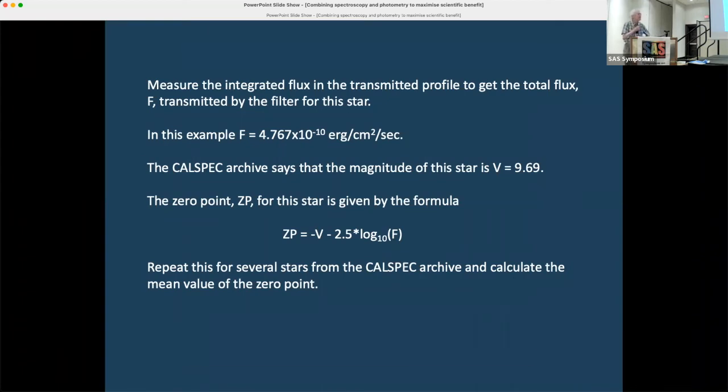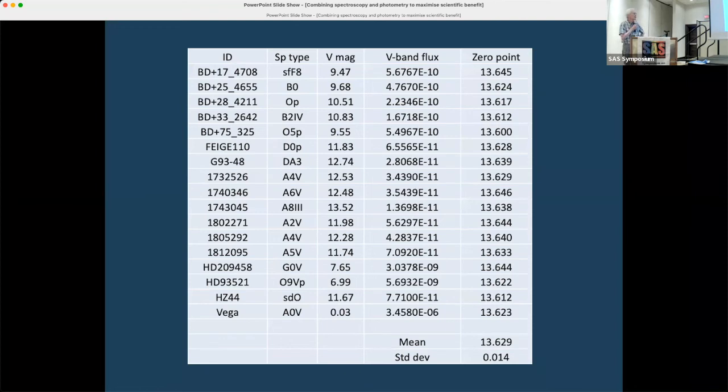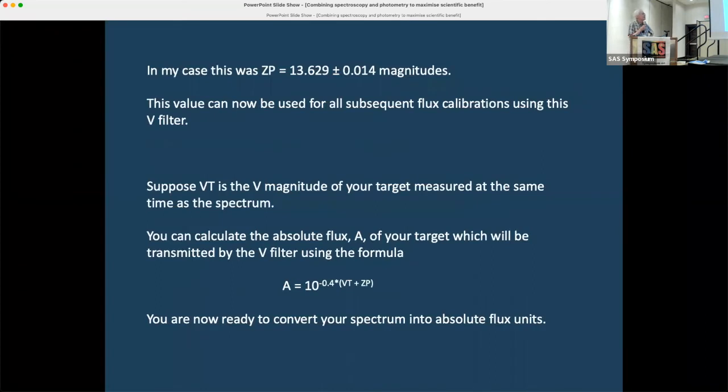Next slide. And there's the results I got. I measured a variety of stars, of different spectral types and magnitudes, but they come out with a very consistent value for the zero point, with a standard deviation which is encouragingly small. Next slide, please. So your zero point is 13.629 magnitudes, and that then is the value for that filter for all subsequent work. You only need to do this exercise once.